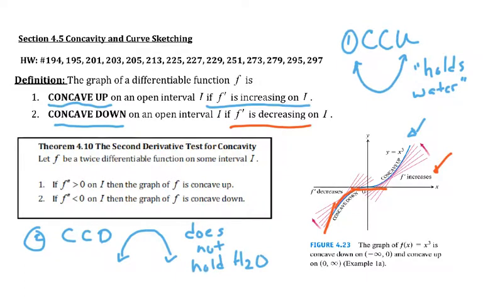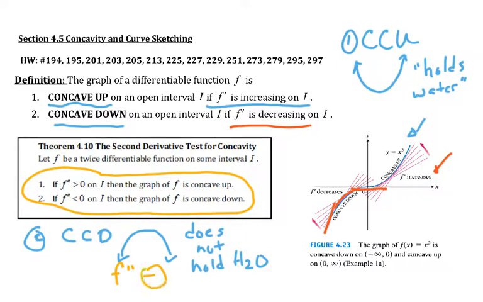Now, here is the cool thing. We have a test for concavity that involves the second derivative. If the second derivative is negative, then our function will be concave down. I did this in the wrong order. And if our second derivative is positive, our original function will be concave up.